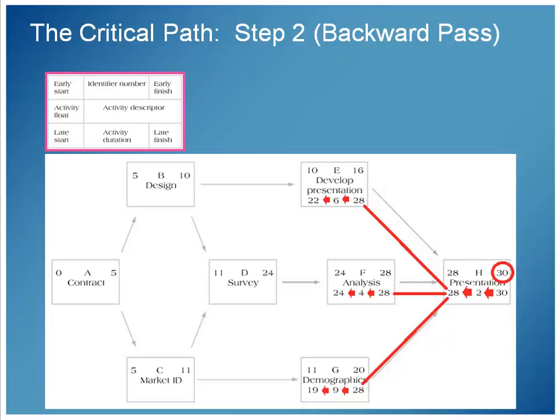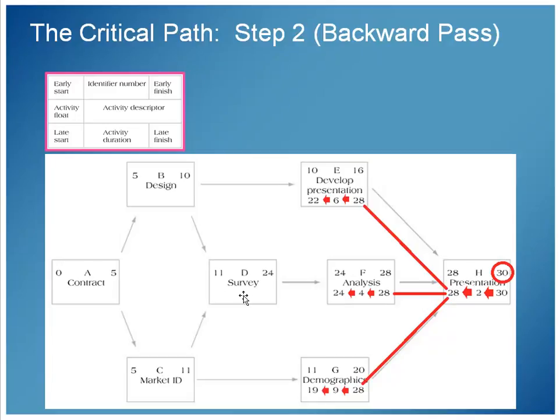H is done. Now H had 3 predecessors, but working backwards, it's almost like a burst. So that 28 goes into the late finish time for E, for F, and for G. They all get a late finish time of 28. And in each case, late finish minus activity is late start. 28 minus 6 is 22, 28 minus 4 is 24, 28 minus 9 is 19. And I can work my way backwards. Now something interesting happens here. If I looked at D, and I don't have it drawn here, but the 24 would pass here, 24 here.